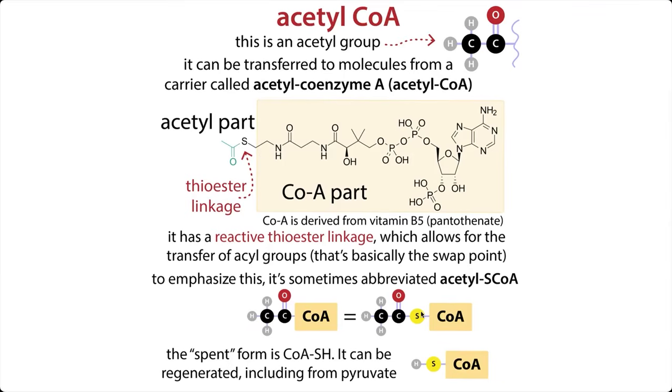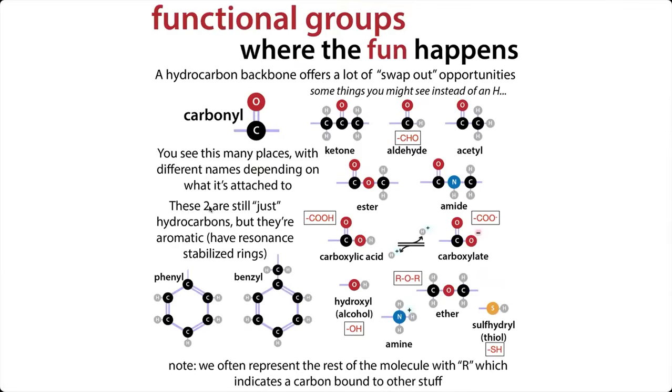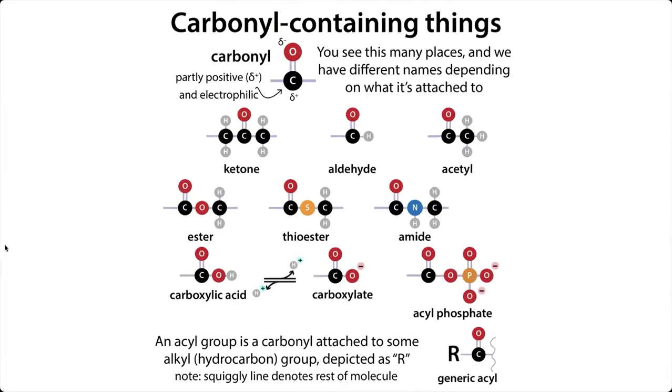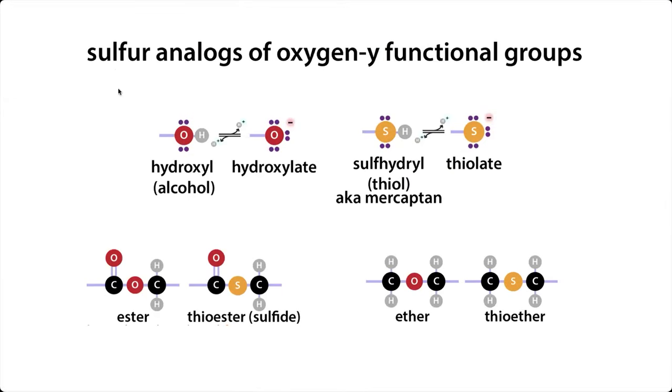And so let's talk about thioesters. Remember that we said that an ester was when we had this carbonyl next to an oxygen next to a carbon. Now, if we see an abbreviation that's sulfur something, it's thio, it's mercapto, that's indicating that we have something with sulfur in it. So a thioester, sometimes called a sulfide, is the sulfur analog of an ester.